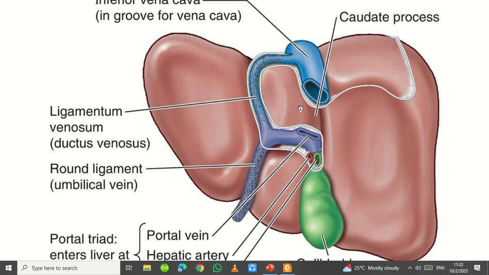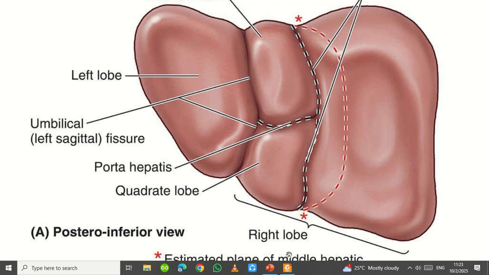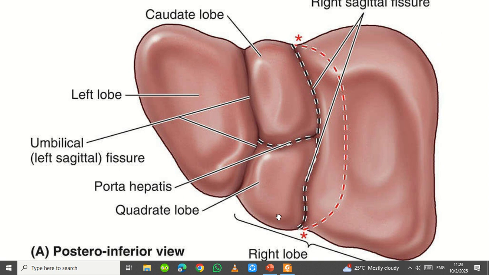This is the quadrate process, right? Which I said divides the inferior vena cava from the gallbladder. Good. So the caudate lobe and the quadrate lobe anatomically belong to the right lobe, but functionally, as you're going to see when we do the blood supply of the liver, they belong to the left lobe. Let's take a look at the blood supply of the liver.